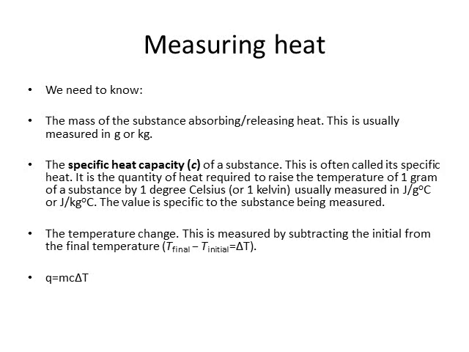And finally, we need the temperature change. This is measured by subtracting the initial from the final temperature, often written T final minus T initial equals delta T. Delta is the Greek letter for D, meaning difference, so the difference in temperature. That gives us our formula that we see below. Q, which is heat, is equal to m, mass, times c, the specific heat capacity, times delta T, which is the temperature difference, T final minus T initial.